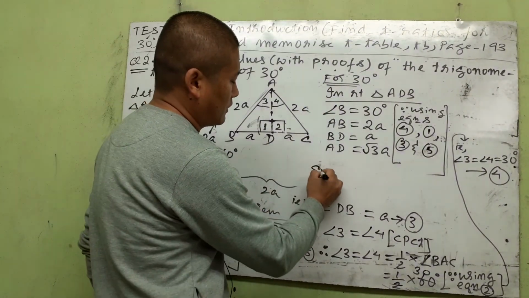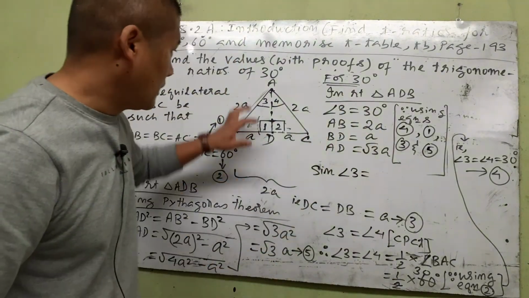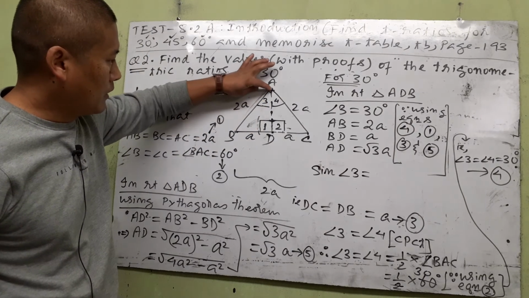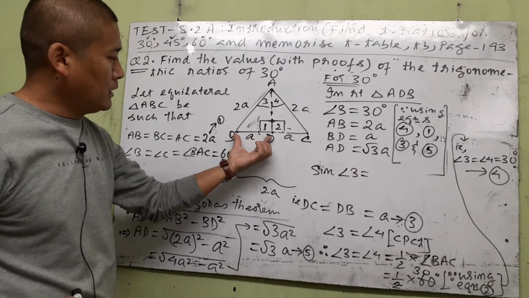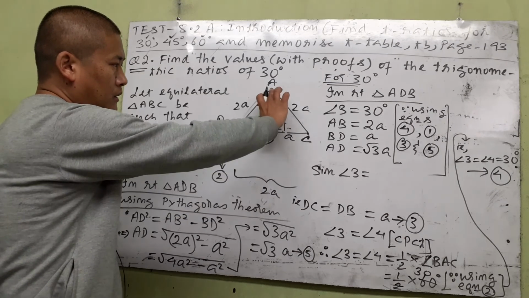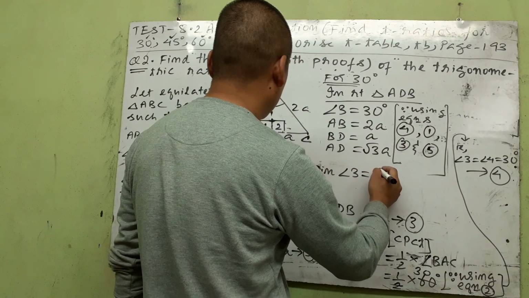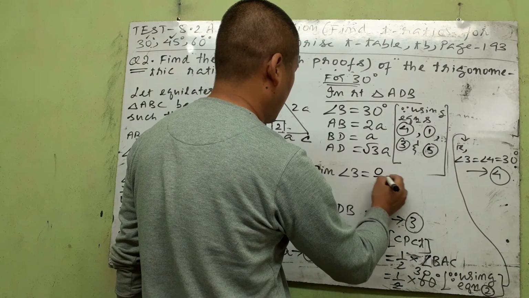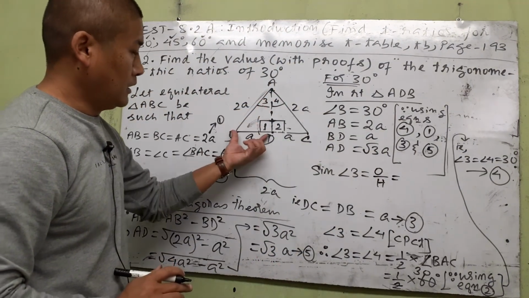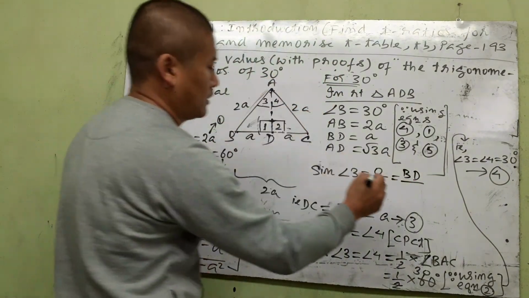So I'll just write once here, sine angle 3, because angle 3 is 30 degree. Inside this angle 3, in ADB, the two arms are AB and AD. So BD is the opposite side, and AD is the adjacent and AB is the hypotenuse. So we know the sine of angle 3 equals opposite by hypotenuse. Opposite side of angle 3 is BD, by hypotenuse, which is AB.